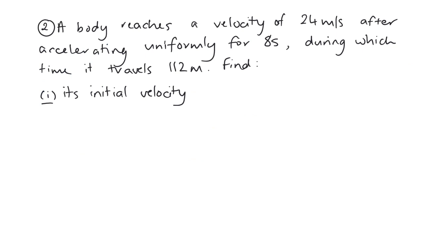Example 2 then. A body reaches a velocity of 24 meters per second after accelerating uniformly for 8 seconds, during which time it travels 112 meters. Find, first of all, its initial velocity. So u, v, a, s, t. We're trying to find its initial velocity. That's what we're looking for. V, we've got its final velocity. It reaches 24 meters per second in 8 seconds and goes over 112 meters. So we want a formula that connects v, u, s, and t.